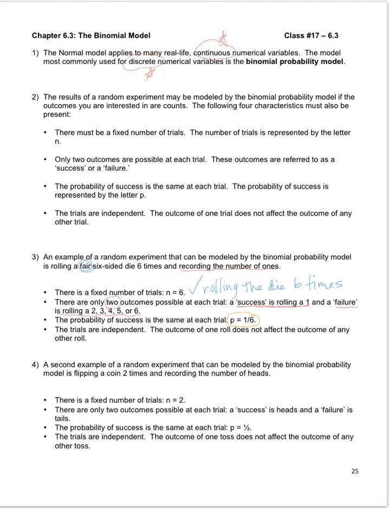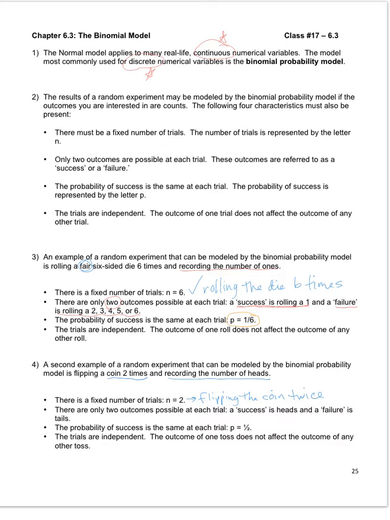All right, a second example, number 4. A second example of a random experiment that can be modeled by the binomial probability model is flipping a coin 2 times and recording the number of heads. So we're going to flip a coin twice, and we're going to record the number of heads. All right, so first requirement, there's a fixed number of trials. In this case, n is 2, and we're flipping the coin twice. So we've met that requirement.